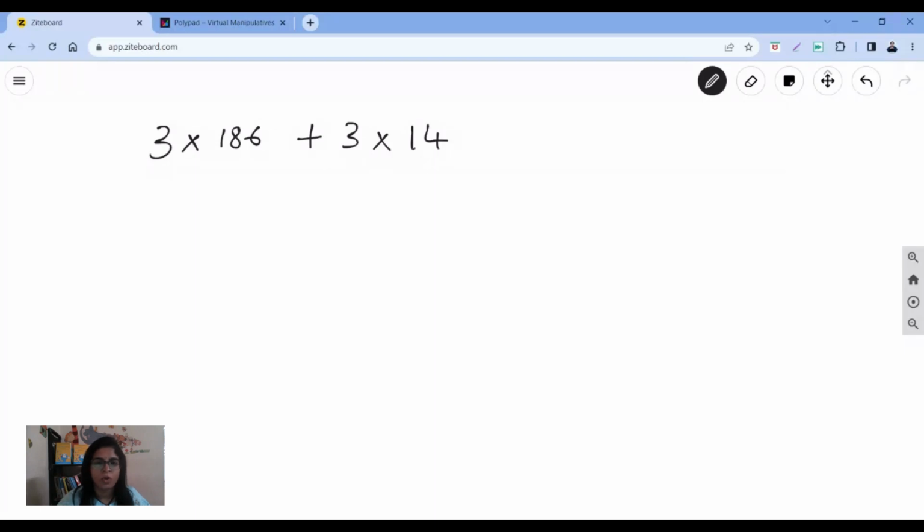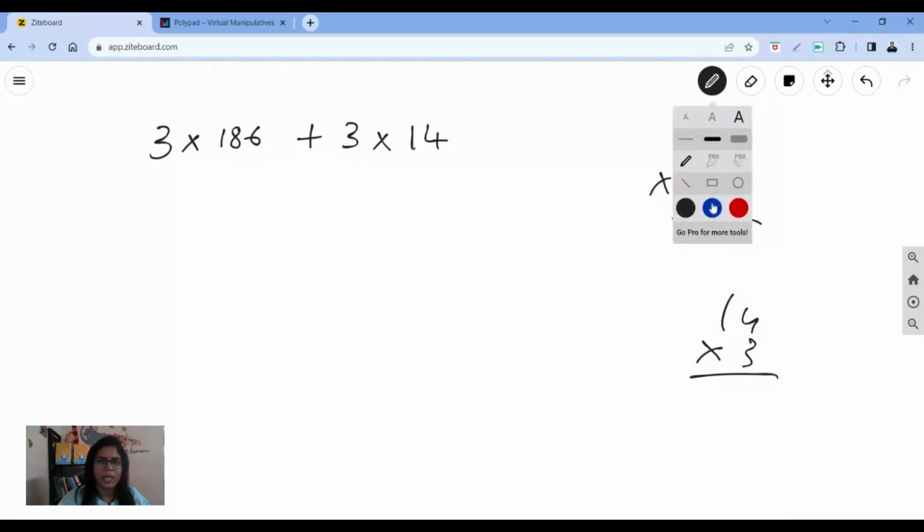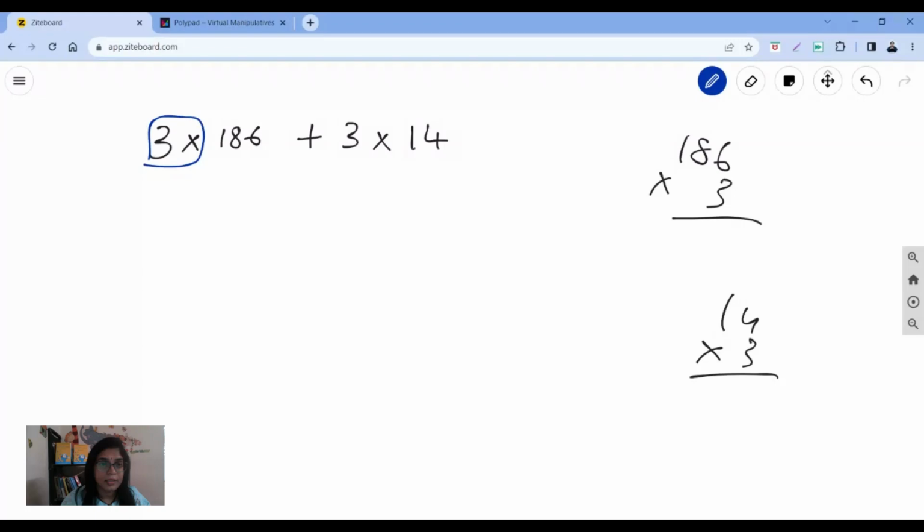And just so how are we going to do the calculation? 186 times 3, and the 14 times 3. And yeah, it is okay. We can do, but then it's so complex, no? Let's make it easy. We saw that some pattern we are seeing. This 3 times is there in both the numbers. Means 3 times was distributed to 186 and 3 times was distributed to 14 as well.